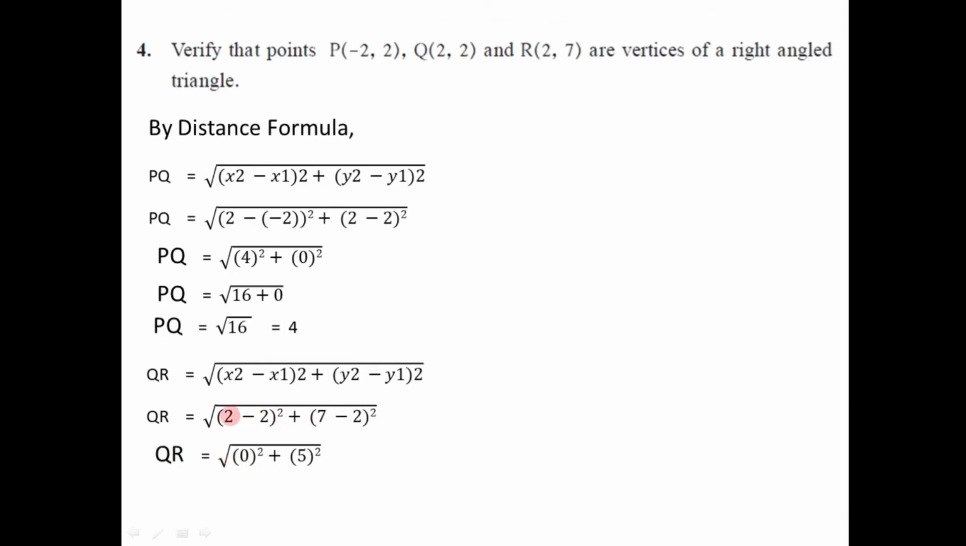And simplifying, we'll get under root (2 minus 2)² that's 0 square plus (7 minus 2), that's 5 bracket square. So QR is equal to 0 square is 0 plus 5 square is 25. So on simplifying, we'll get QR is equal to 25 plus 0, that's 25, and square root of 25 is 5. So the length of segment QR is 5 units.